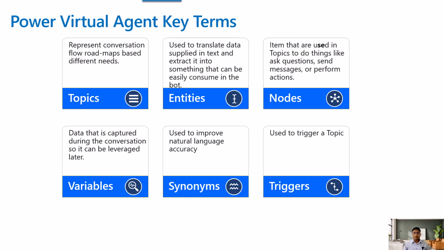There are synonyms. Suppose I want to say ticket, or I can say TKT, or I can say tickets. These are actually representing the same thing. So if the user asks any of these things, it is understood as exactly the same thing, and it will start the topic which is required for that keyword or synonym.